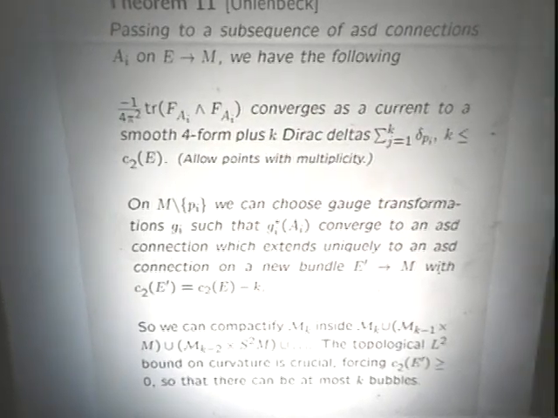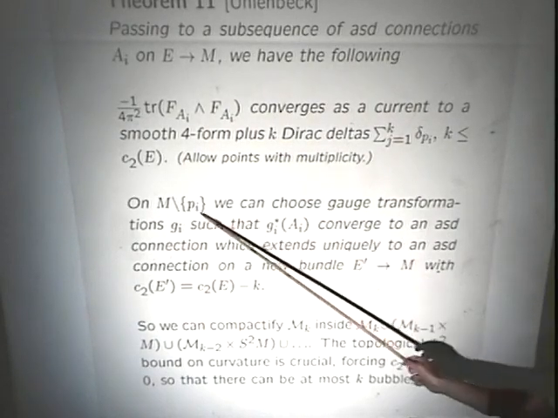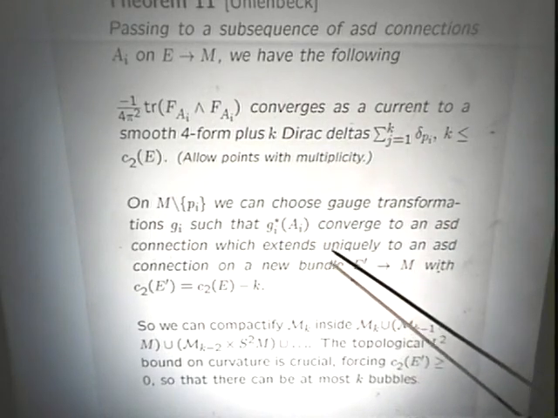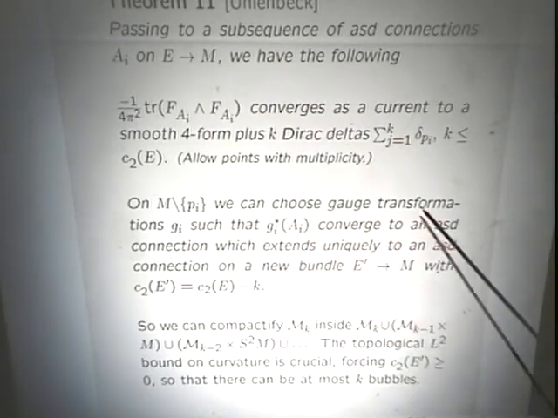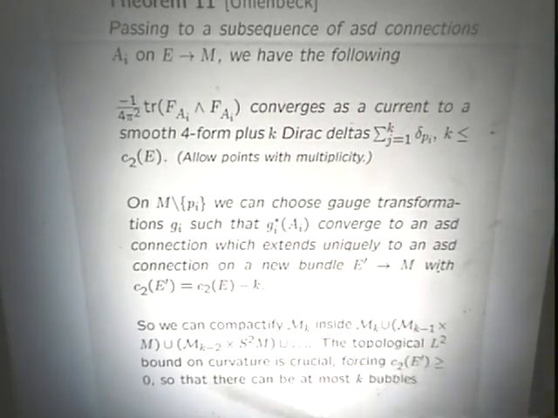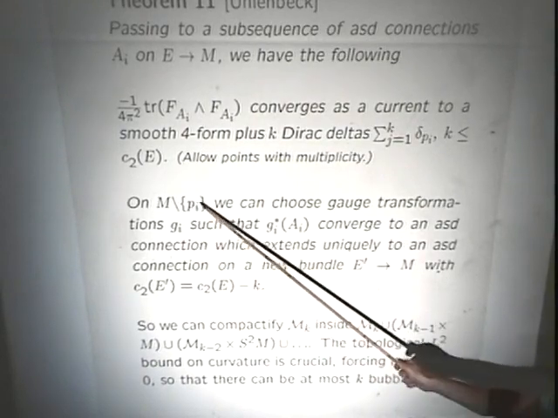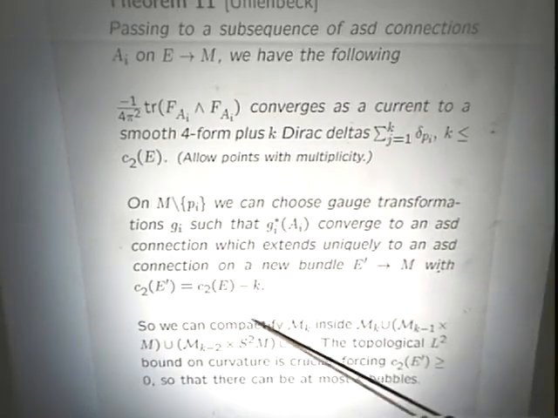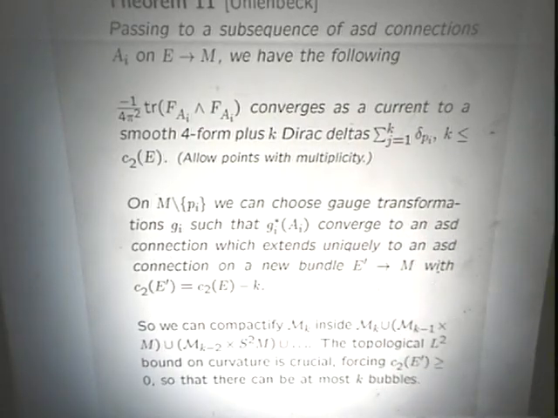And away from those points, up to gauge transformation, we can assume that the connections actually converge to another anti-self-dual connection. So this is some kind of compactness result away from the points. But this is called the removal of singularities theorem. This is the key bit. This anti-self-dual connection away from the points extends uniquely over the points to a smooth anti-self-dual connection.